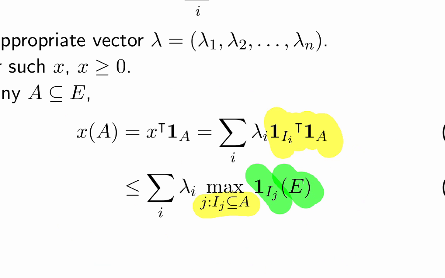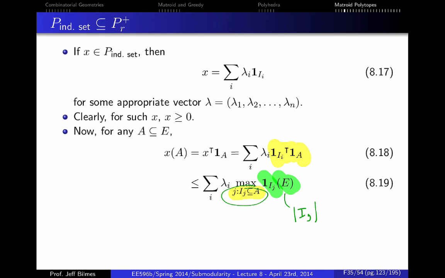So this thing that I just highlighted in green is really just, whenever we evaluate it on E, basically summing up all the elements in this vector. So what is that? You tell me. That's just basically the size of I_j, right? But it's the size of I_j that's a subset of A, right? It's the maximum size. So this is like finding the base of A.